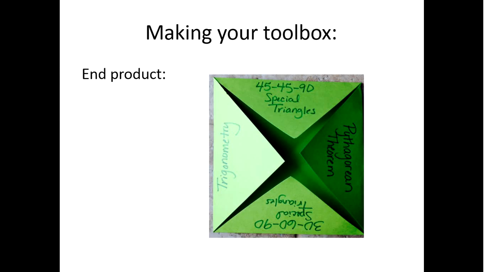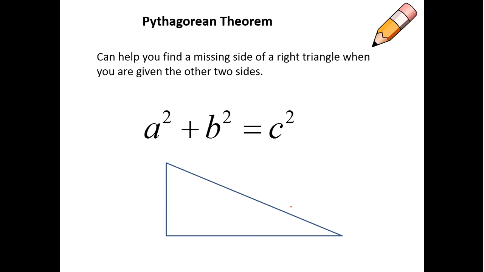So, that toolbox you grabbed. If you have not made it already, you should have in class, you're going to want a square piece of paper, and you're going to fold down every side of that paper and write on the outside. Each flap should be named: trigonometry, 45, 45, 90 special triangles, Pythagorean Theorem, and 30, 60, 90 triangles. This is going to be your notes for these next two videos, okay?